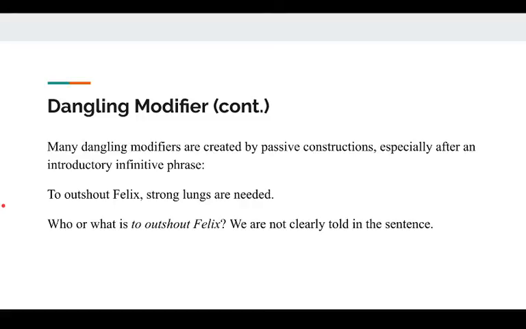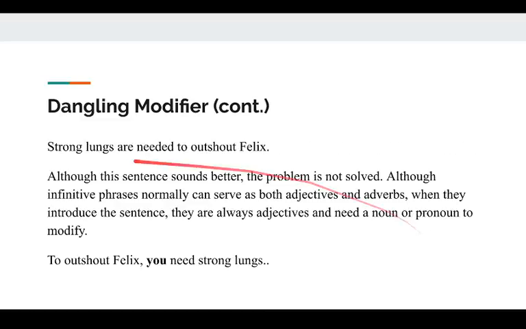So in the sentence, "To outshout Felix, strong lungs are needed." Who or what is to outshout Felix? So we are not clearly told in the sentence. So to fix this, well, this is just a sentence that was there before. So although the sentence sounds better, the problem isn't solved by saying "strong lungs are needed to outshout Felix."